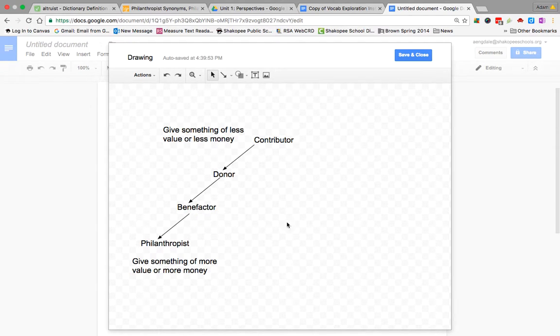But I had these other words. I had like helper. But a helper doesn't give money. So what I want to do is I want to shorten my arrow. So I want to create a separate chain.